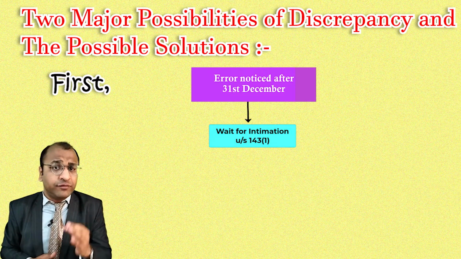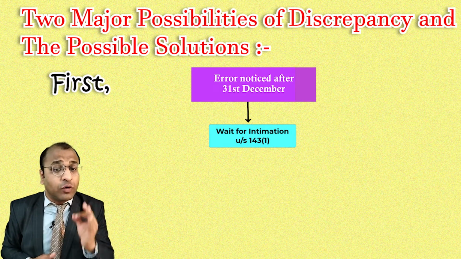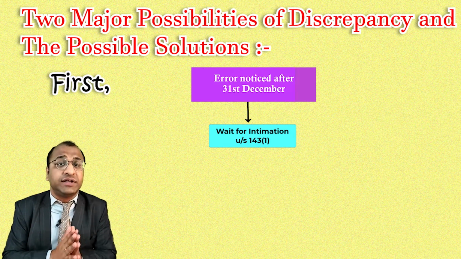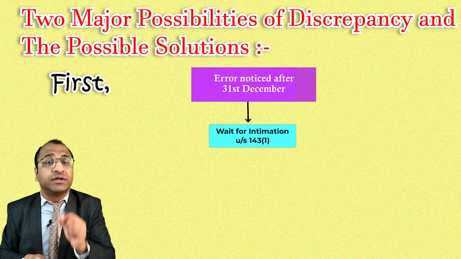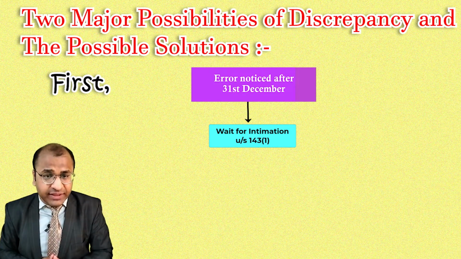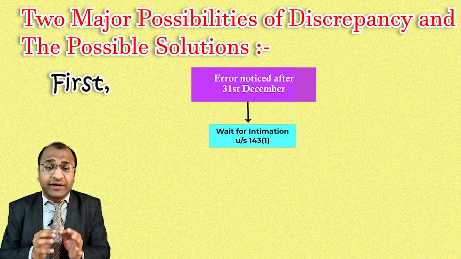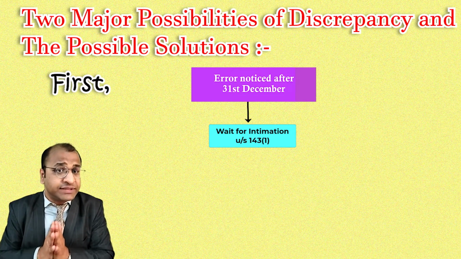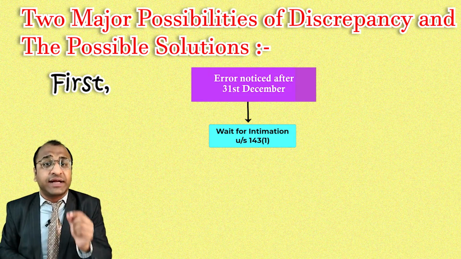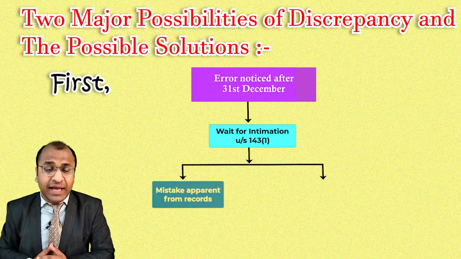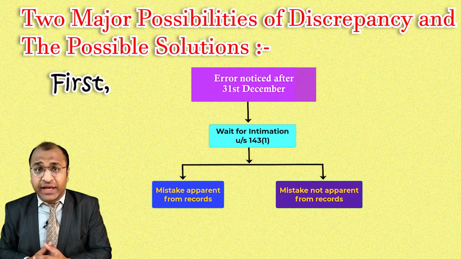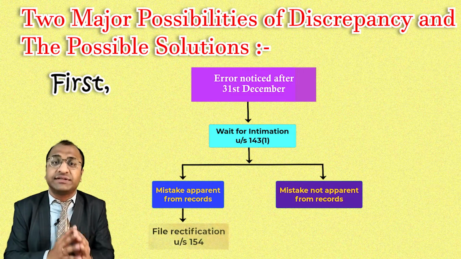The possibility of revision was officially over and the portal does not allow the revised return to be filed after the due date. Now what's the possible solution for that? In our understanding, the organization can wait for the intimation to be received under section 143 subsection 1 for filing the rectification return against it, and if the mistake is apparent from records, it will be 100% considered by the department.